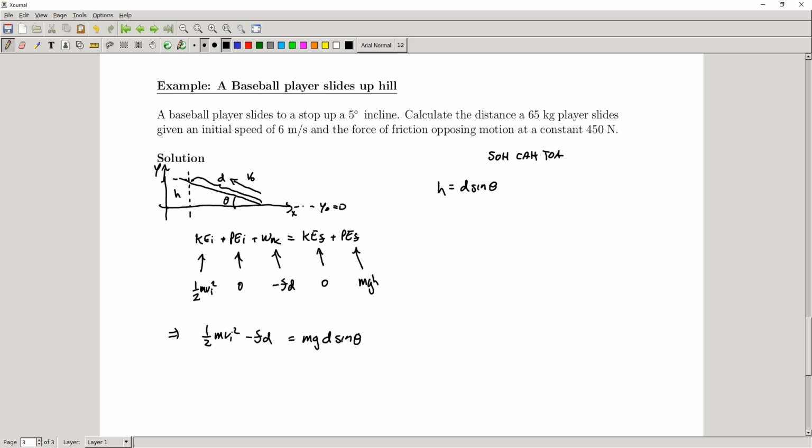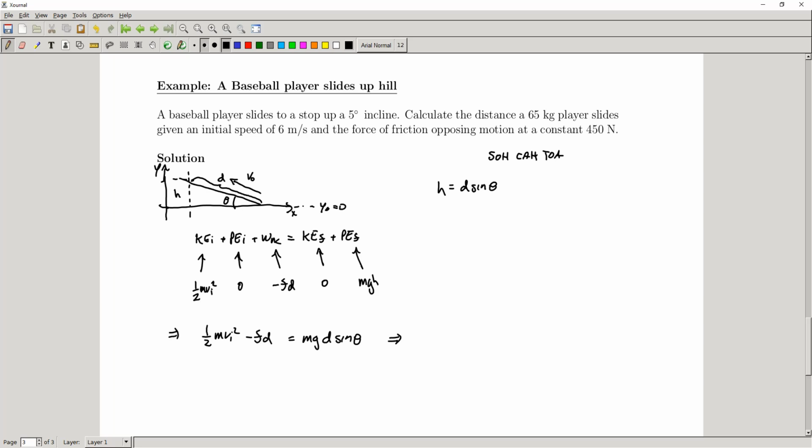And so let's be careful here. We want to keep in mind what we're trying to do. We're trying to solve for d, and really there's not much left to do. We already know what theta is. We know what g is, we know what m is, we know what f is, we know what v initial is. So all we have to do is solve for d and then plug in numbers, right?